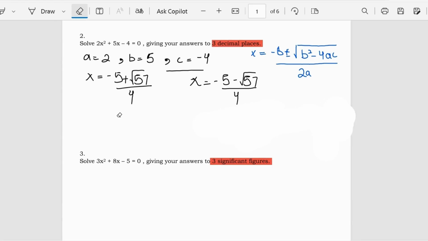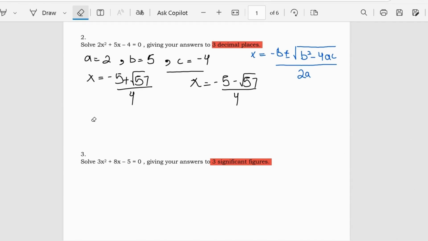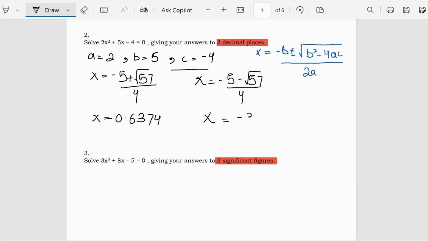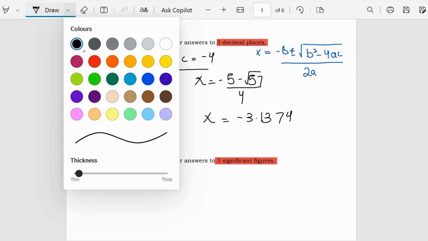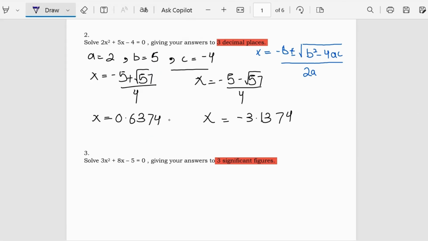Square root of 57 is 7.5498 or something like that. Then I will do -5 plus that, which gives me 2.5 or something, and divided by 4 is going to give me 0.6374. So x equals 0.637, and so on. The other is -3.137. As I have to give my answer to 3 decimal places, this means I should only have 3 digits after the decimal point, right? So in this case, 1 digit, 2 digits, and 3 digits. This next digit 4 is my decider. This will tell me whether I should round off the previous digit or not.